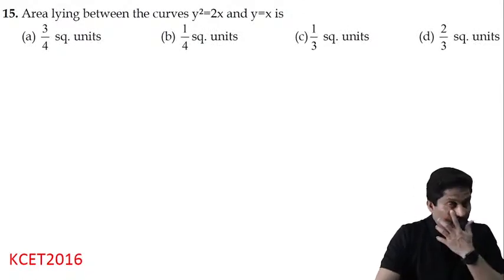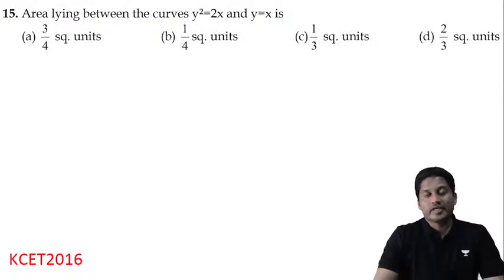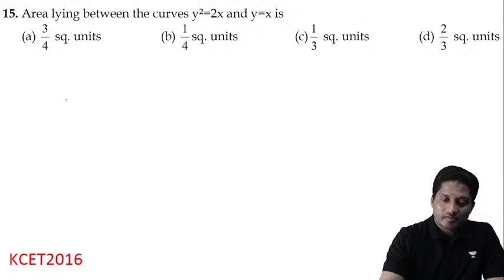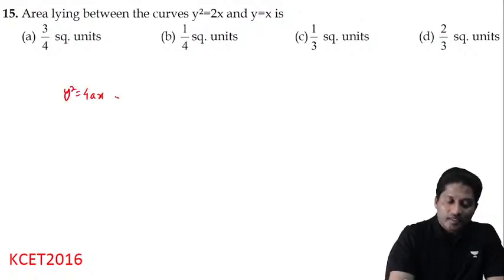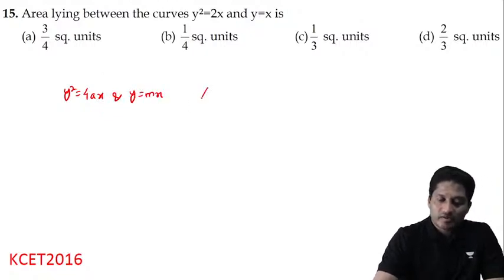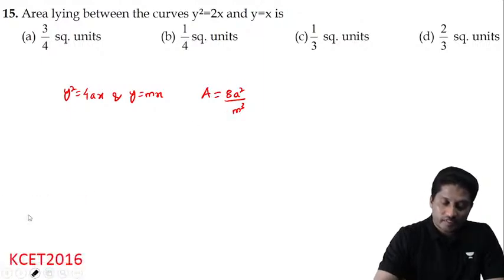Area between the curves. I have given you, in my earlier videos as well, the shortcuts for how to find the area enclosed between the curves. Suppose y square is equal to 4x and the line y is equal to mx, the area is equal to 8a square by 3m cube.